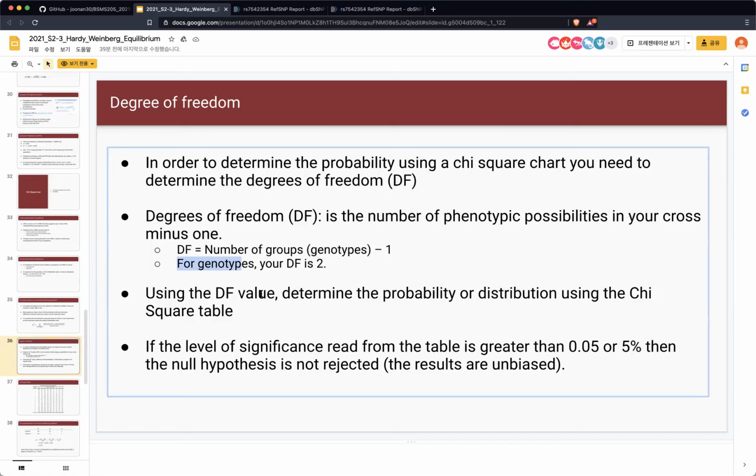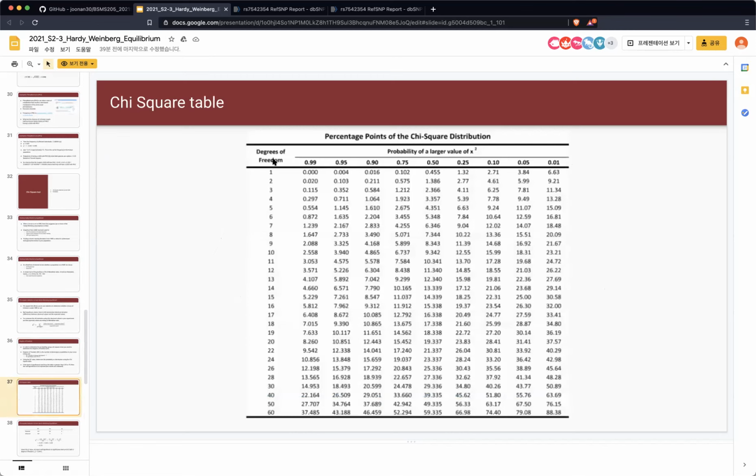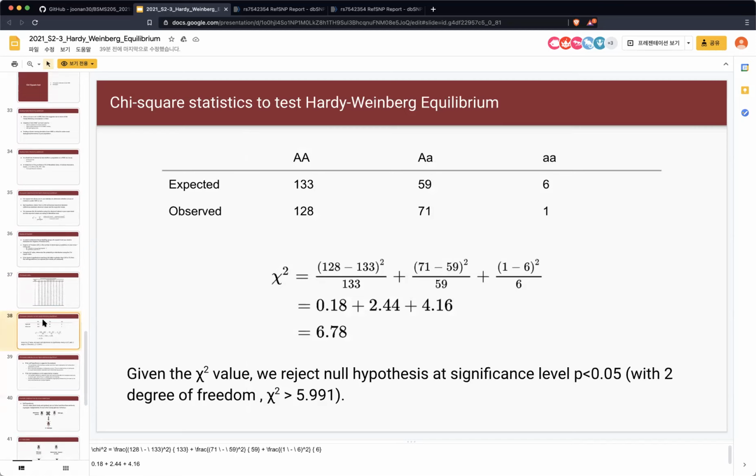So using this degree of freedom value, you determine the probability distribution using the chi-square table, right? Then you calculate how significant your observation is compared to the chi-square distribution. So let's say you have the degree of freedom 2, then you calculate the value, around like 0.03, then this is something between these two. Then you can calculate how much chance your experiment is significant or not. Okay, so this is the example.